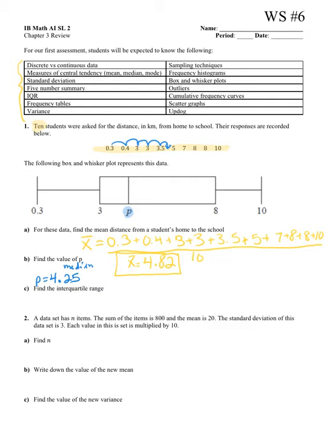And then to find your interquartile range, that is something that will be given to you on the IB exam, but I'm going to ask that you guys have that memorized for this one because that's a pretty easy formula. We're just going to take Q3 minus Q1. In this case, 8 minus 3, 5. That's what the interquartile range will be.